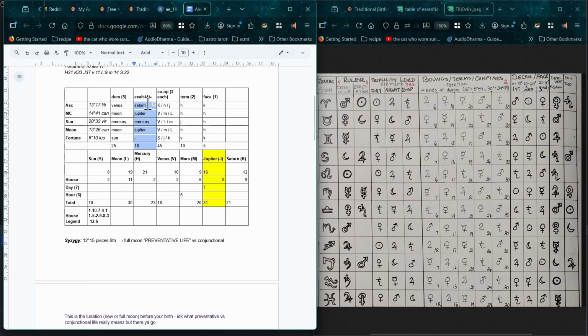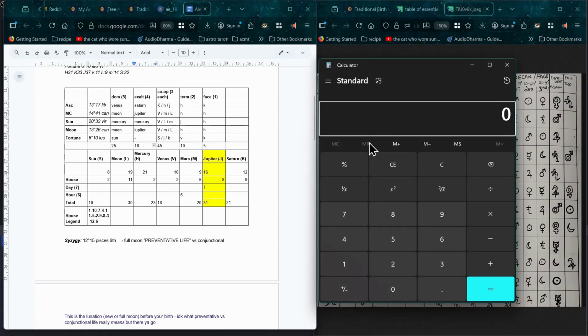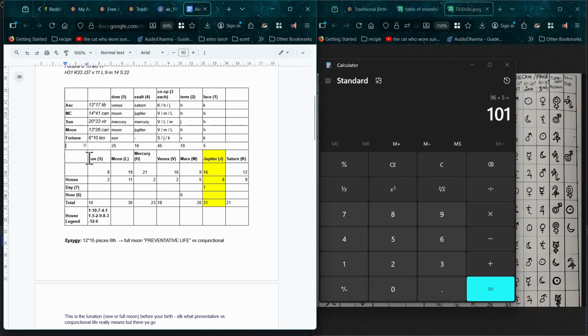some people might not have points in all of these areas. This person doesn't have points just in this one, right? So then our total, 25 plus 16 plus 45 plus 10 plus 5, is 101.